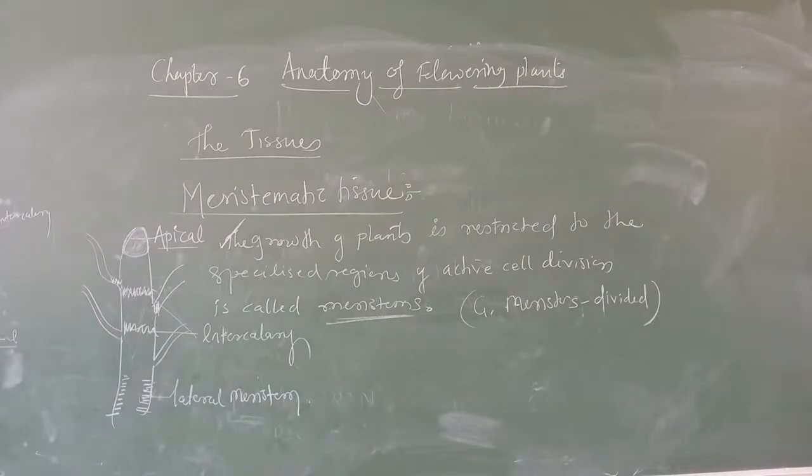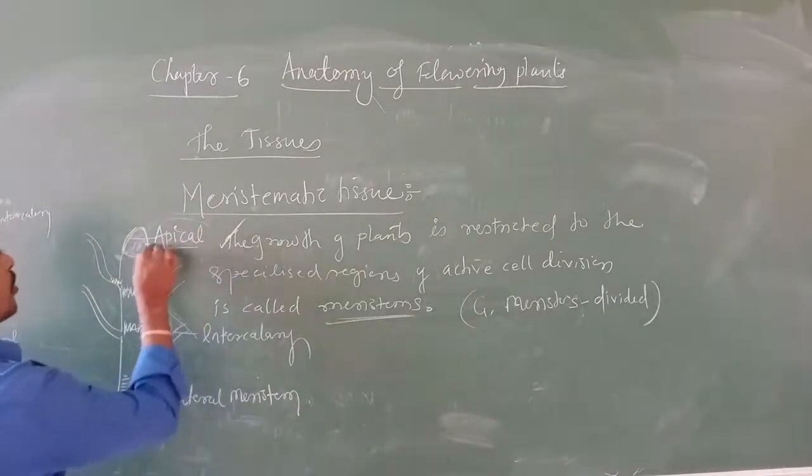Based upon the structure I drew on the board, the meristematic tissue, in the sense that the growth of the plant is restricted to the specialized region of active cell division, we are going to call that a meristem. And in plants we are going to get different kinds of meristems: apical meristem, intercalary meristem, and the last one is the lateral meristem.